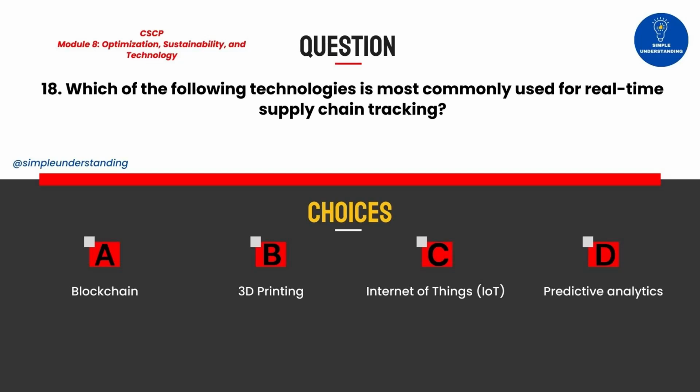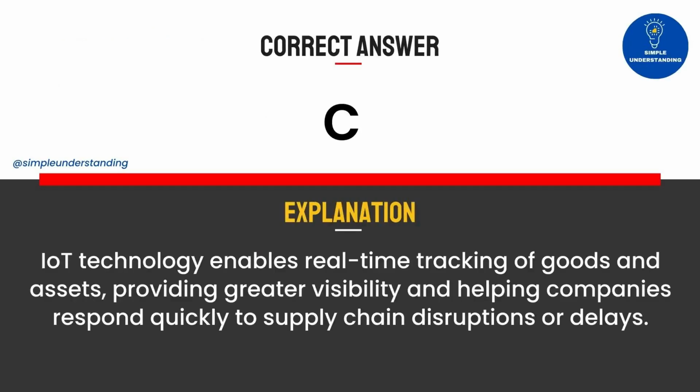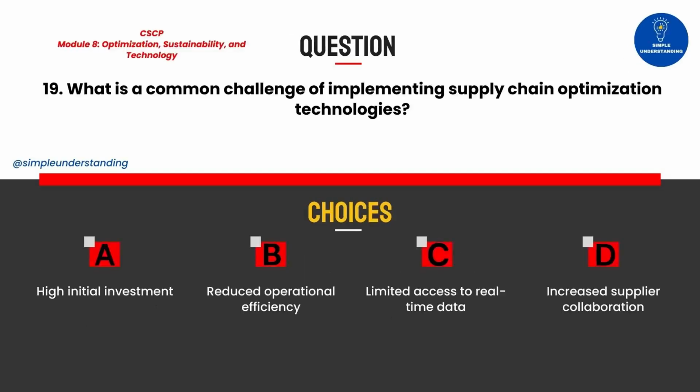18. Which of the following technologies is most commonly used for real-time supply chain tracking? A. Blockchain. B. 3D printing. C. Internet of Things, IoT. D. Predictive analytics. Correct answer, C. Explanation. IoT technology enables real-time tracking of goods and assets, providing greater visibility and helping companies respond quickly to supply chain disruptions or delays.